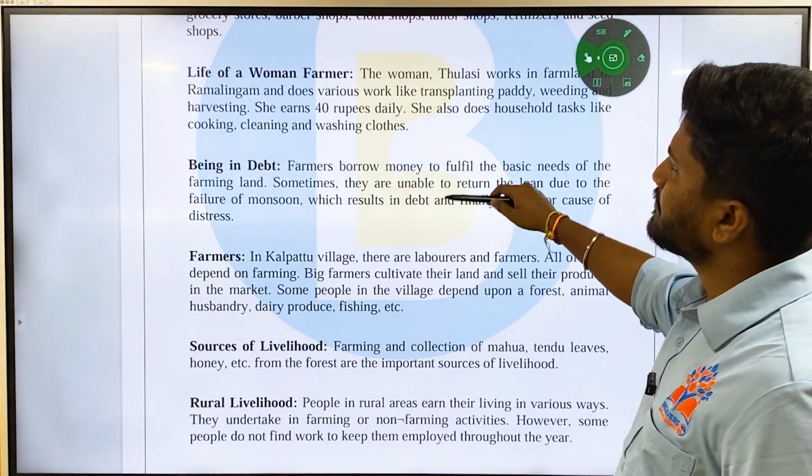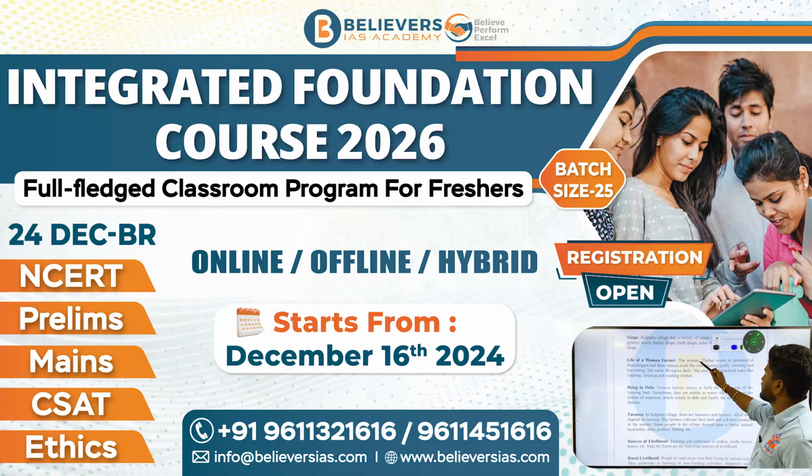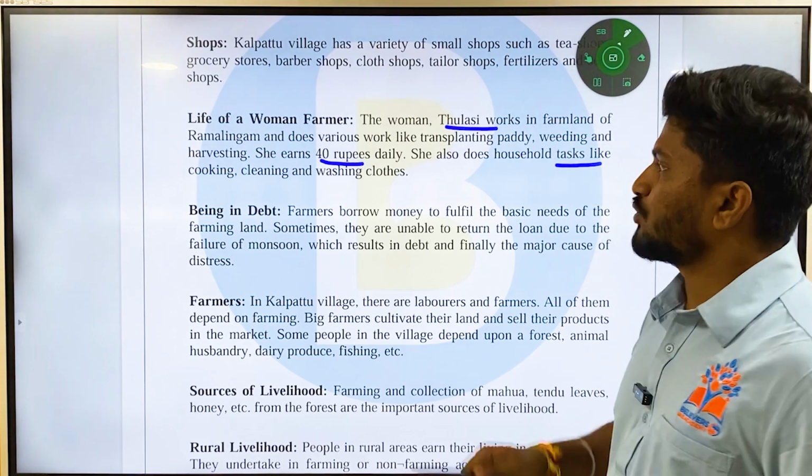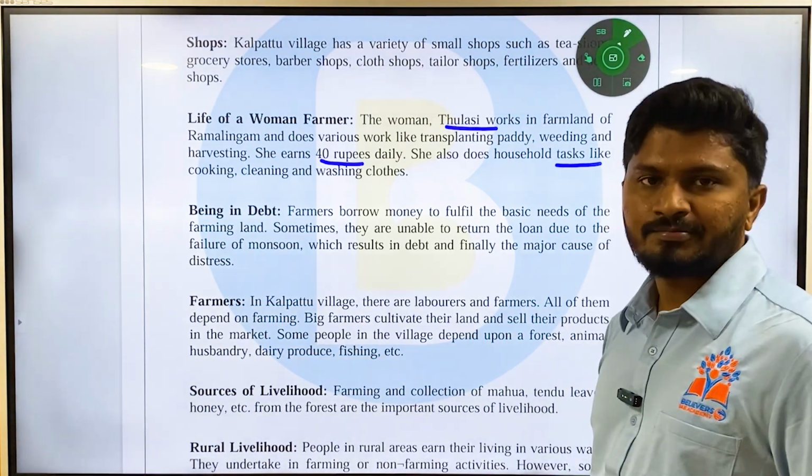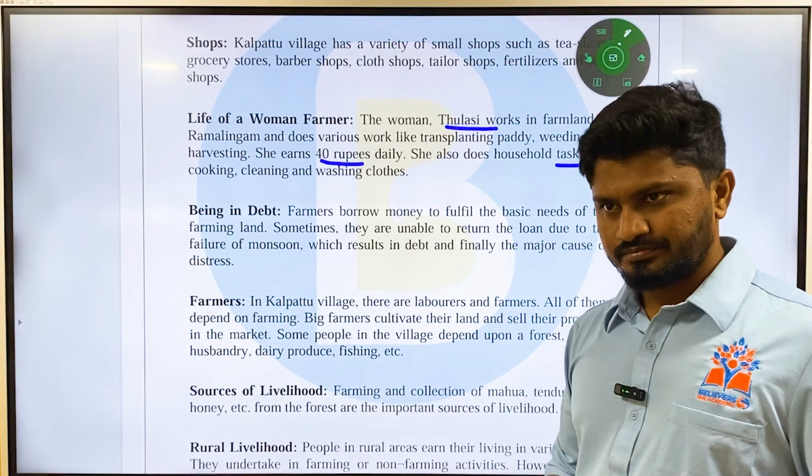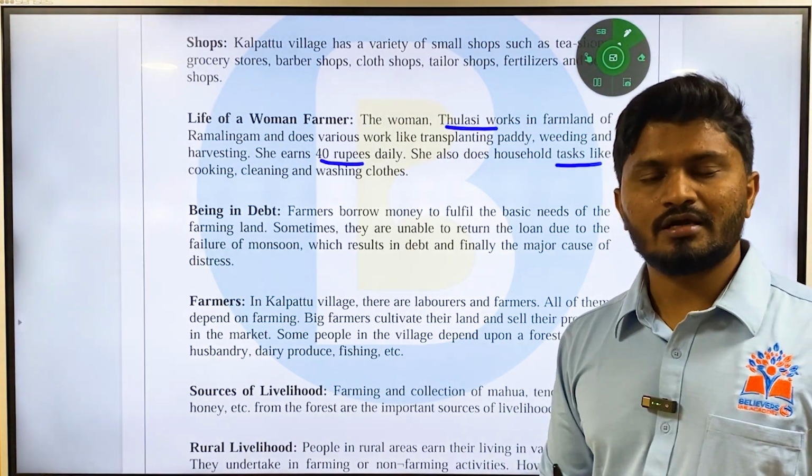And they have given an example of a woman farmer. According to this story, there is a woman named Tulsi. She works in the farmland of Ramalingam and does various work like transplanting paddy, weeding and harvesting. She earns 40 rupees daily, and she also does household tasks like cooking, cleaning and washing clothes. Even though she is a single person, she acts as a laborer in another farmer's field, and she also works part-time cooking, cleaning, washing clothes, etc. She is employed in many other occupations.